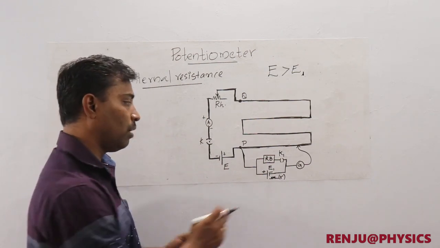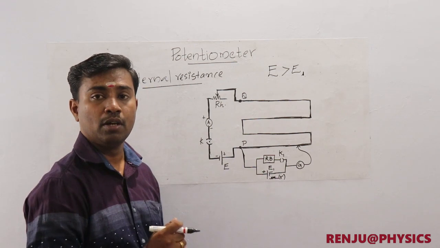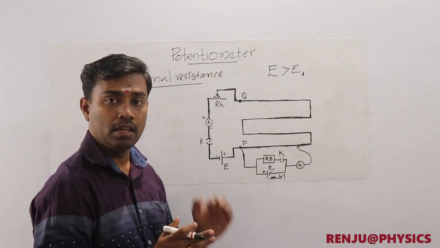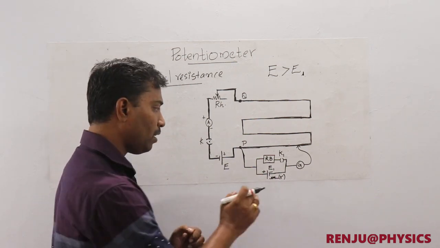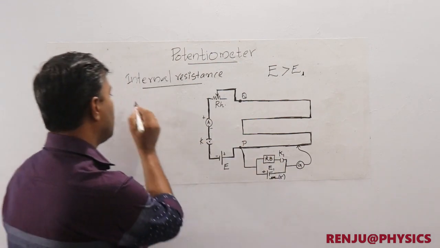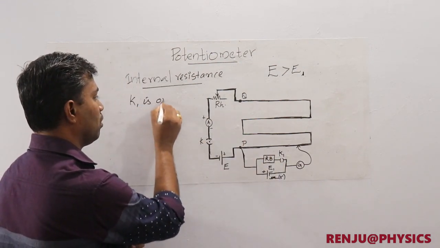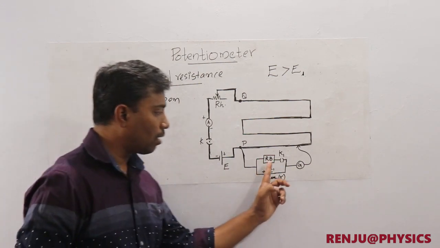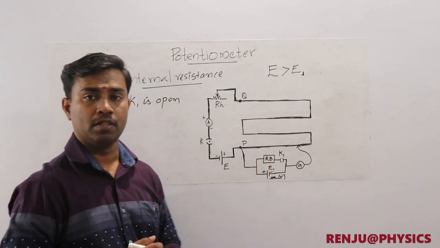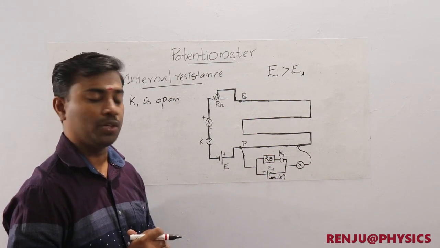First you need to balance the cell E1. Here the key K1 is open, so this resistance box RB is not in the circuit.